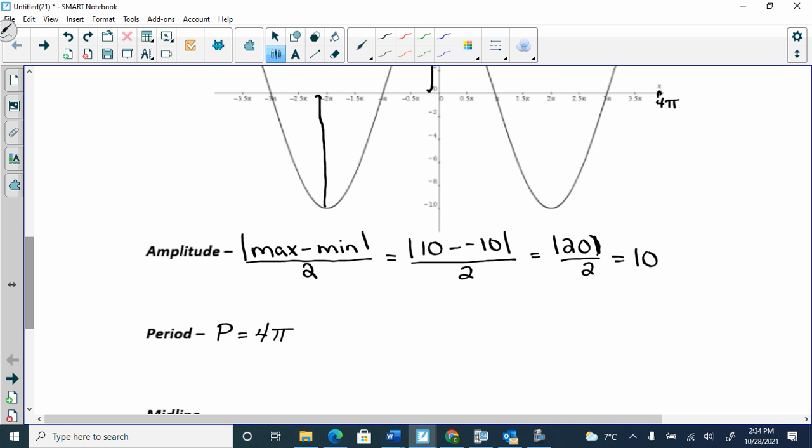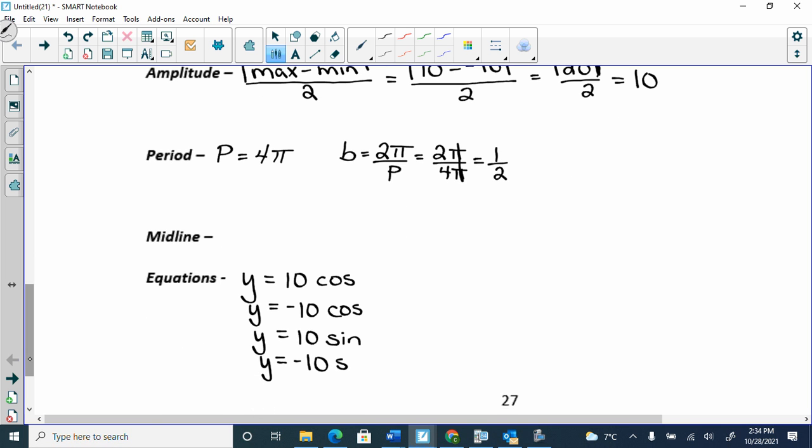The formula for b is 2 pi divided by p. So I'm going to go 2 pi divided by 4 pi. So what is my b actually? 1/2. The pi's cancel. So can I go put my b's in all my equations? One half.